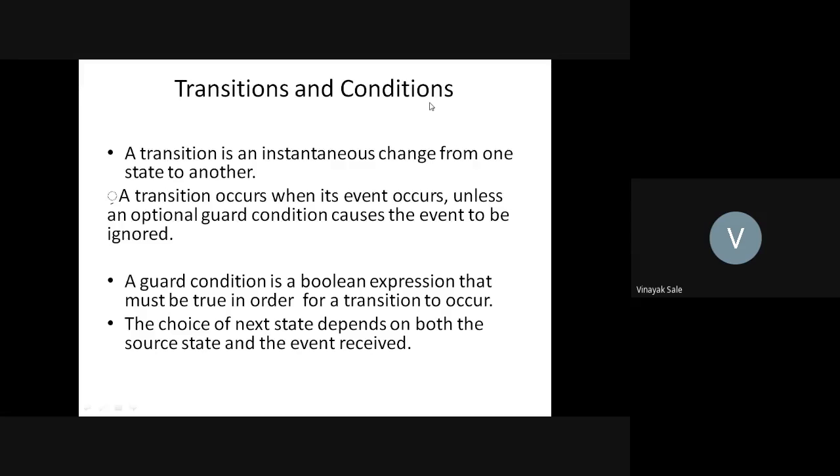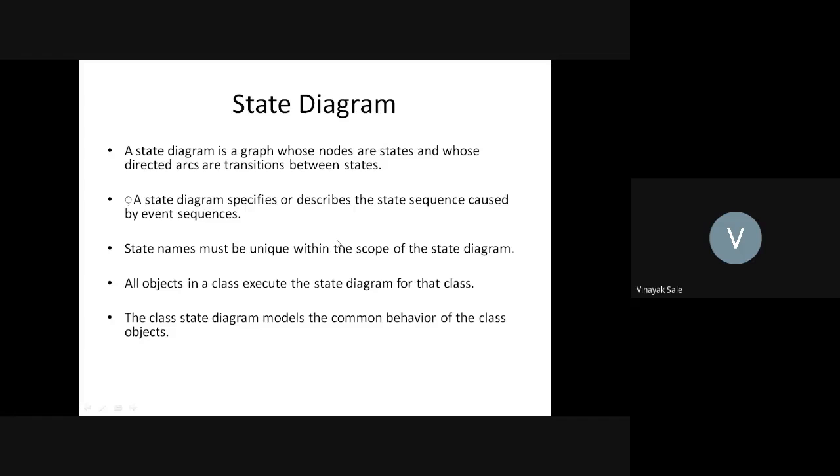Then transition and condition. A transition is an instantaneous change from one state to another state. A transition occurs when its event occurs, unless an optional guard condition causes the event to be ignored. A guard condition is a Boolean expression that must be true in order for the transition to occur. The choice of next state depends on both the source state and the event received. Then what is the state diagram?